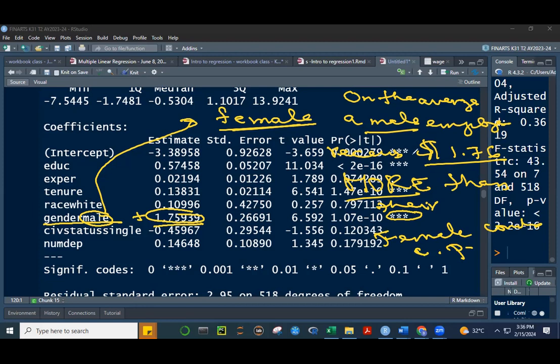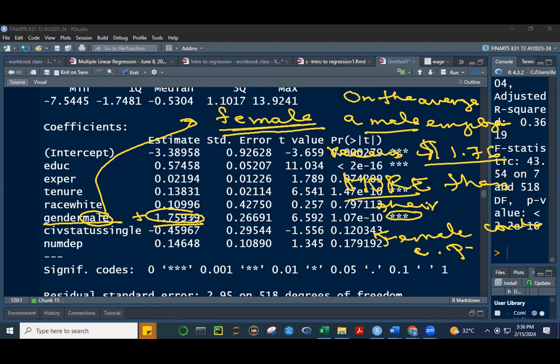Ceteris paribus. Okay, let me repeat this, class. So the estimate for the gender, in particular the male, okay? Why does male appear here? Because our benchmark is female. So we interpret male in reference to female.